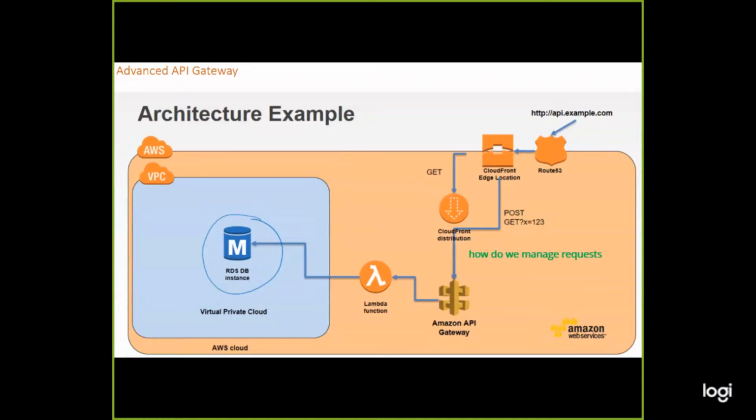Now, how do we make that fit within Route 53 and CloudFront? We know Route 53 is just a DNS, a domain name management system, and CloudFront is a distribution. But how can we fit the application program interface? How do we manage the request? Now we can use Route 53 to set up a domain for that API.